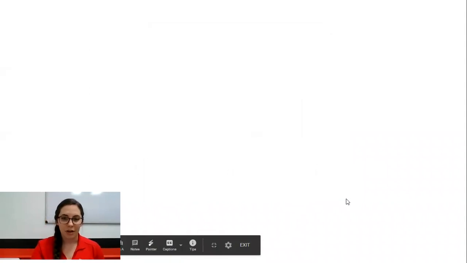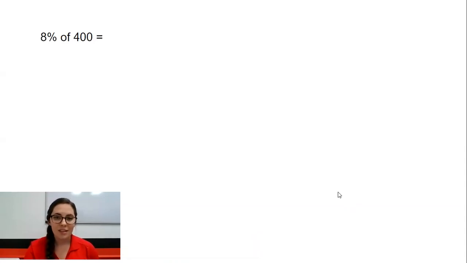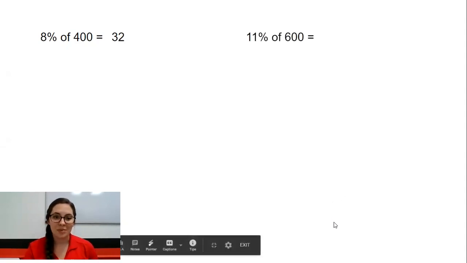So a couple examples for you. Say we have 8% of 400. So again, the first thing I'm going to do is instead of saying 8%, I'm going to say 8 for each 100 of 400. If I have 400s and 8 from each of those, it's going to be 8 times 4, which will give me 32. 8% of 400 was 32. My next example is 11% of 600. So that means I'm going to have 600s and 11 from each of those hundreds. So I can do 11 times 6 to get 66. So 11% of 600 is 66.